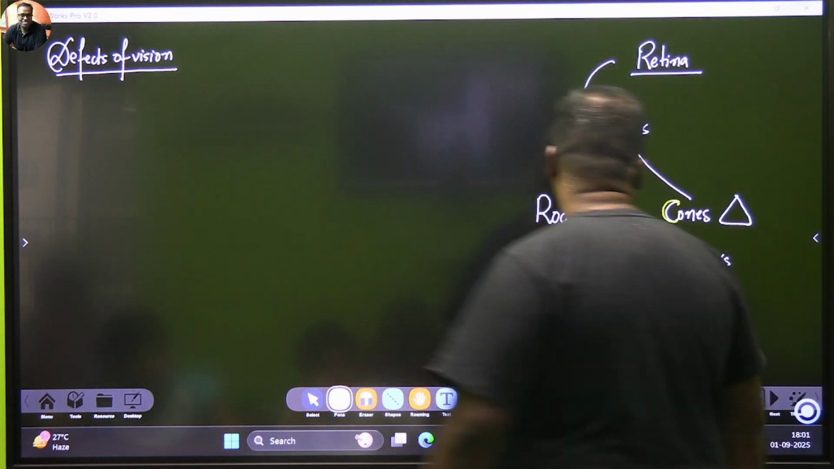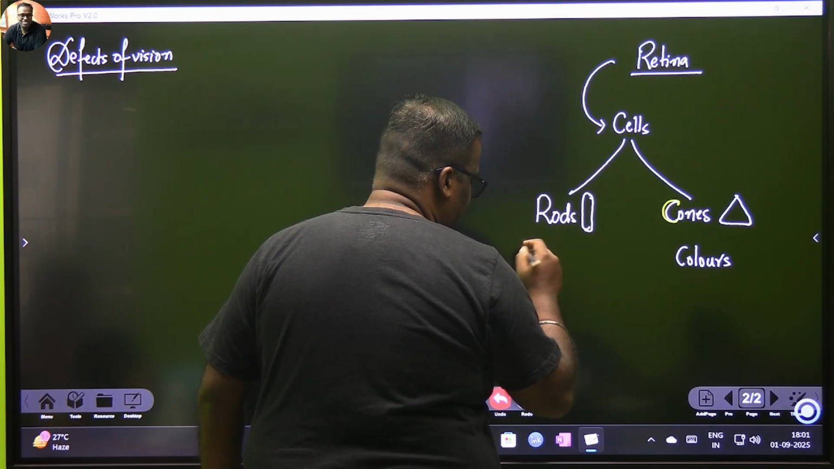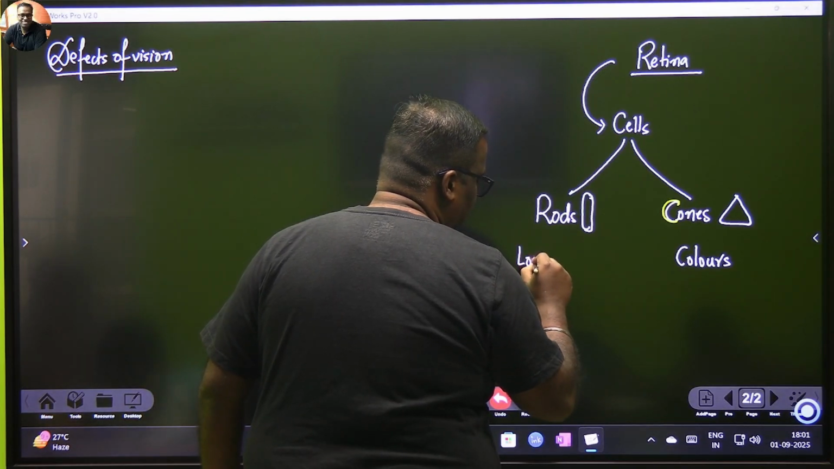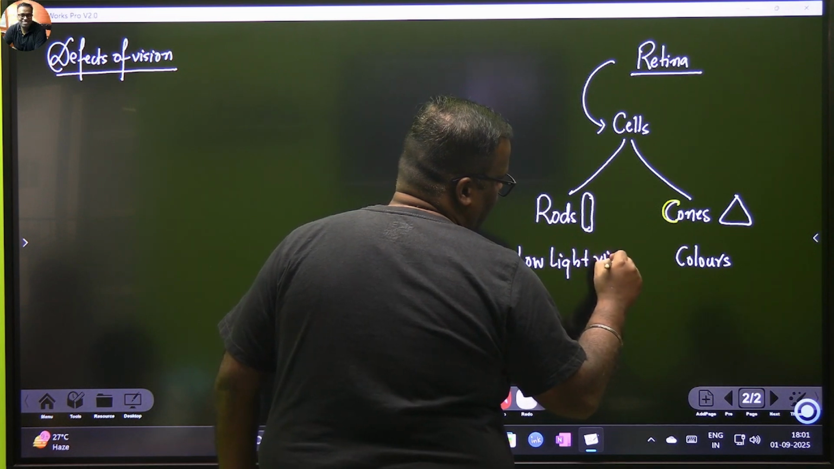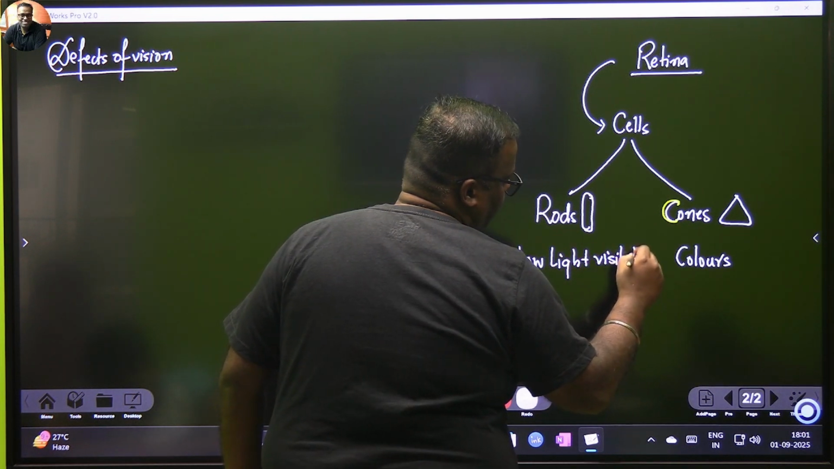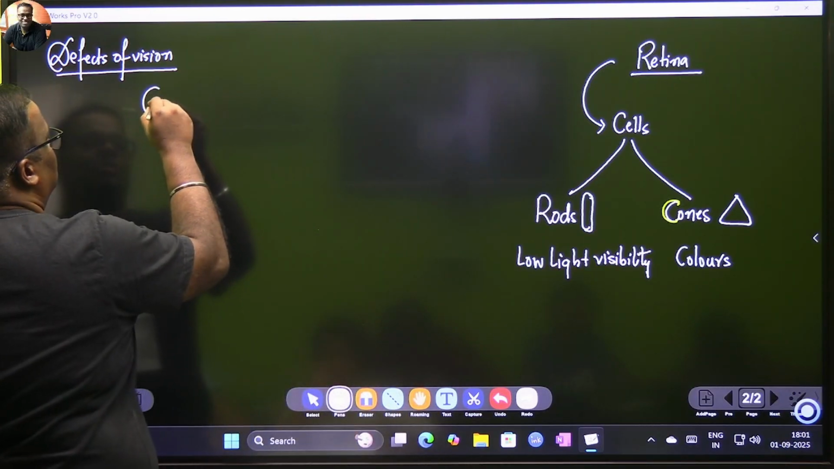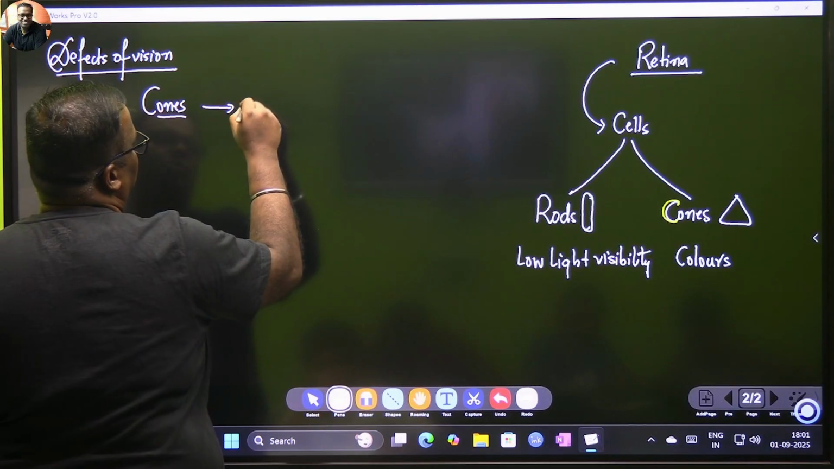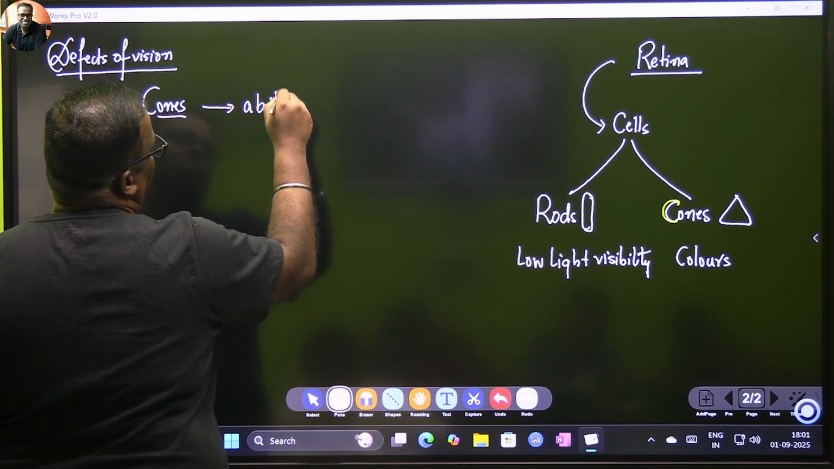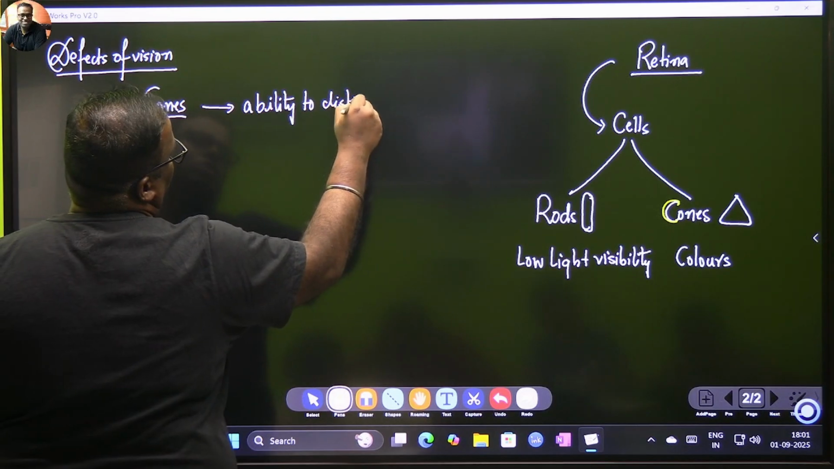And when we come to rods, rods is your ability to see in low light visibility. So we'll discuss one by one. Low light visibility. So let's first come to our discussion about cones. Now, cones are directly related to your ability to distinguish colors.